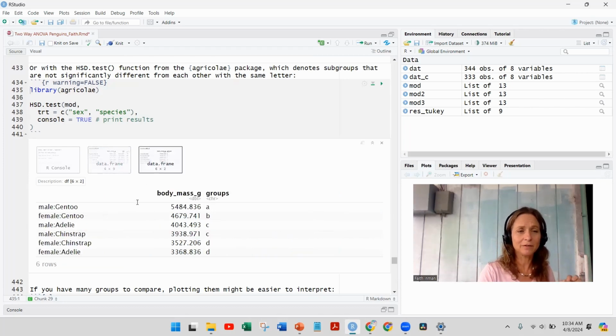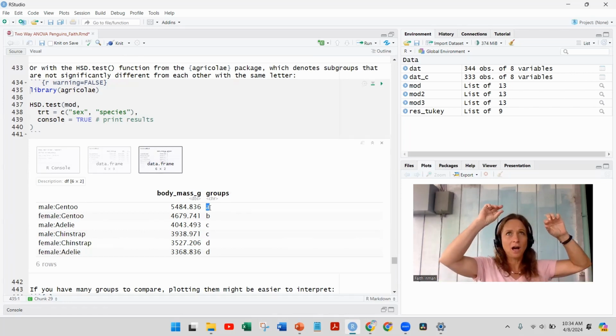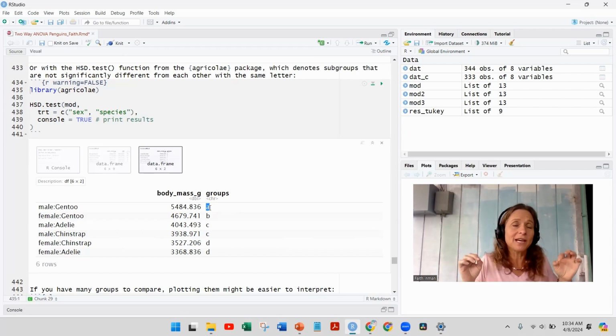And then what it does here, if you look at this last table, it says, okay, for male Gentoo, the body mass is 5,484, and its group is A. I don't know if you've ever seen this before in publications. Sometimes you see a graph, and above the dots or the bar, you'll see letters, A, B, C, D, etc. And what that is telling you is that if the groups match, then there's no difference.